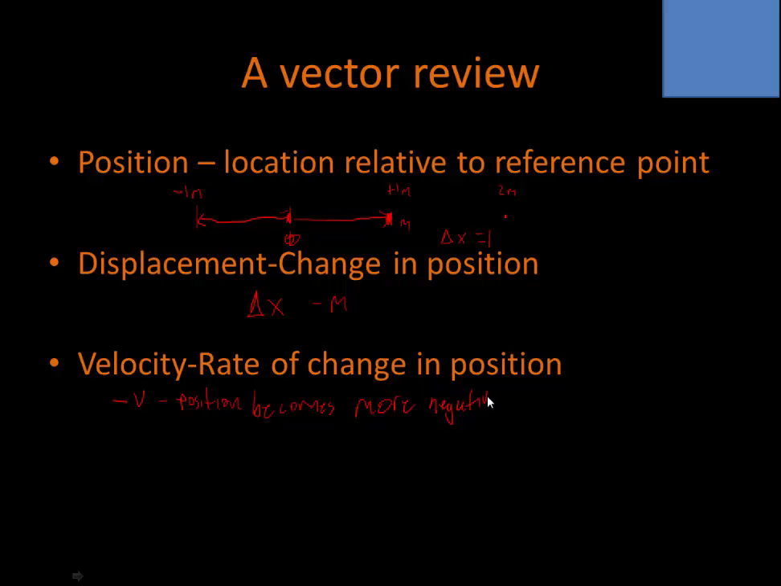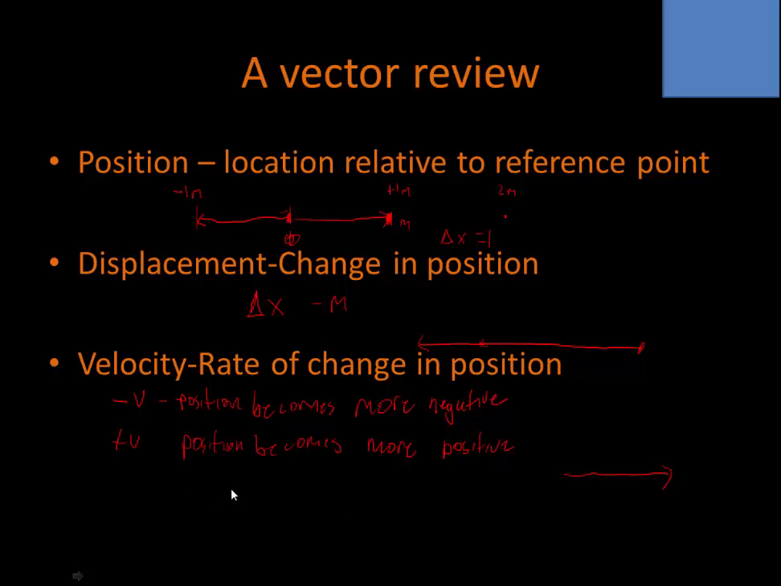Now, if you think about that, that's an interesting thing to say, because if you have a positive position, how does your position become negative? Well, if you have a positive position, to become negative, it has to get closer to the origin, past the origin, and then go behind it. Okay? If you have a positive velocity, then position becomes more positive. So if you have a positive position already, you're moving in a positive direction.